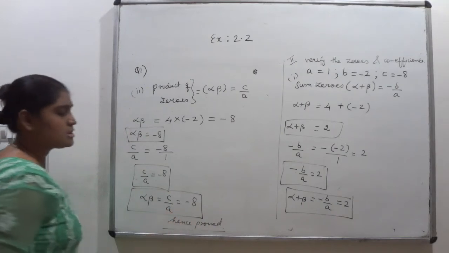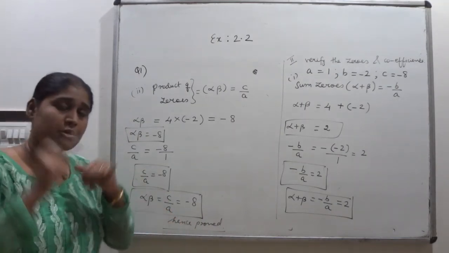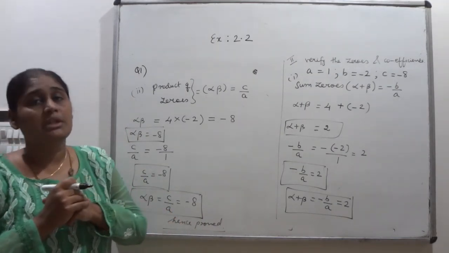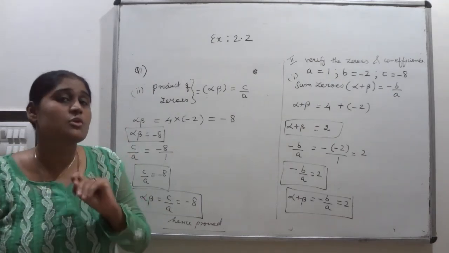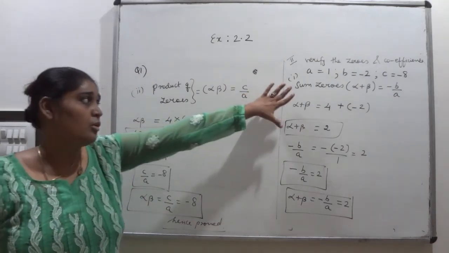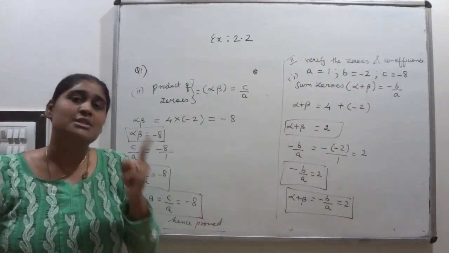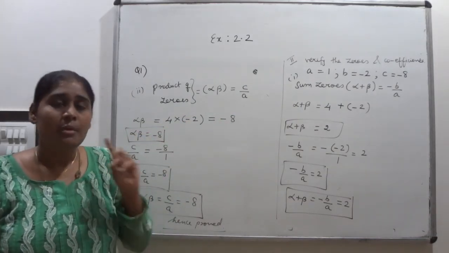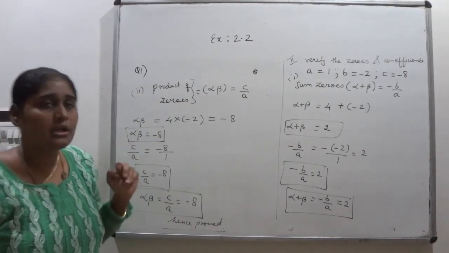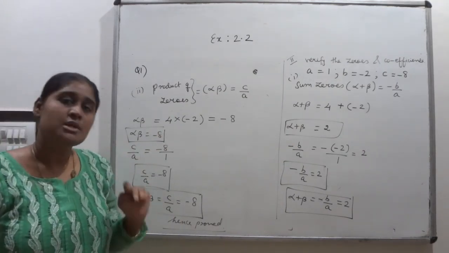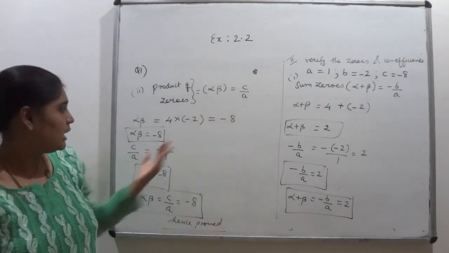Here in the question it is clearly given to you: how to find out the zeros first, then you have to verify the zeros and coefficients. Find out the relationship between zeros and coefficient means two cases you have to solve. One is sum of zeros, which is equal to minus b by a. Another one, product of zeros, that is alpha into beta, which is equal to c upon a. That only I have proved here.